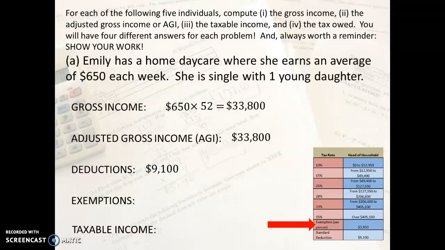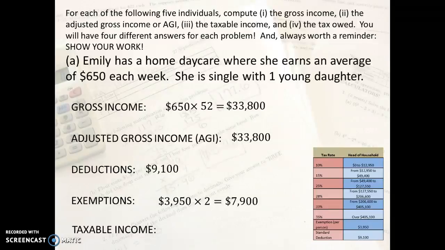Exemptions deal with how many people you take care of. In this case, the exemption per person is $3,950. Emily's taking care of herself, and we have a young daughter, so she has 2 exemptions, $7,900. Deductions are charity. Exemptions are the people you take care of. And going back one time, adjustments are very specific: college or retirement accounts. So I'm classifying all the numbers.